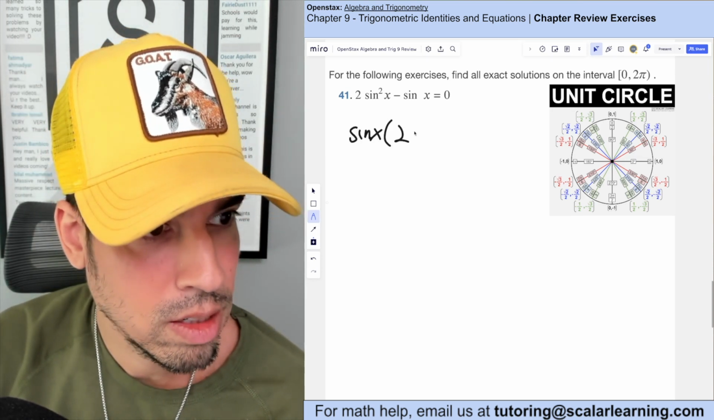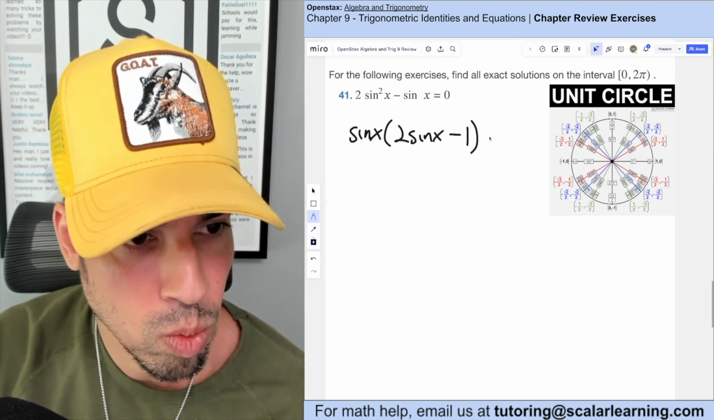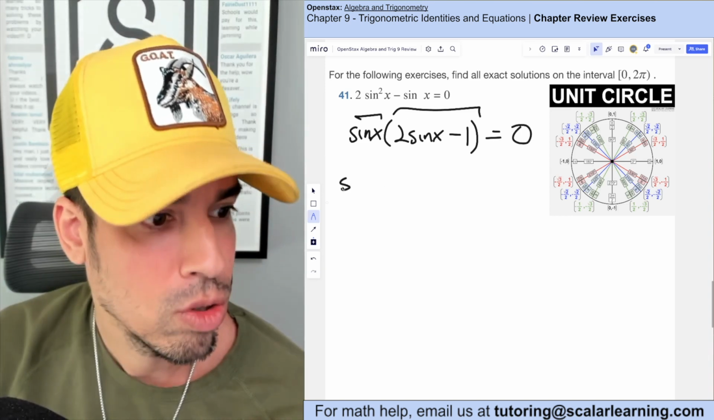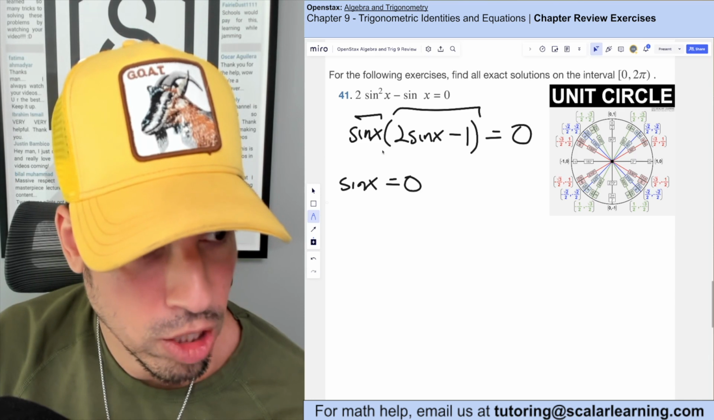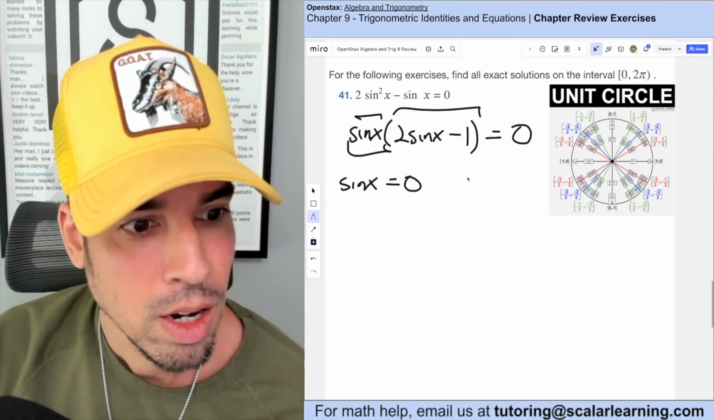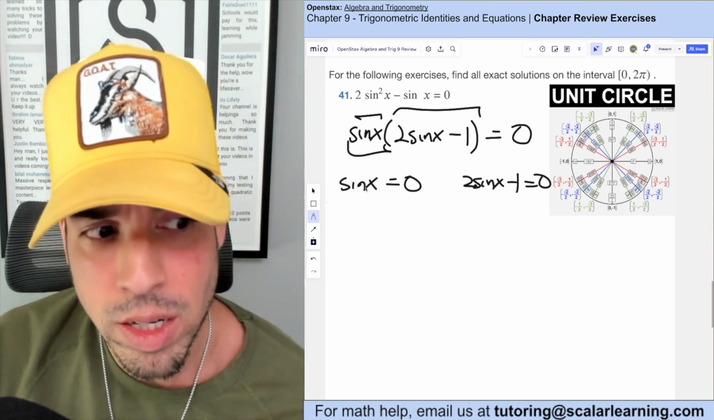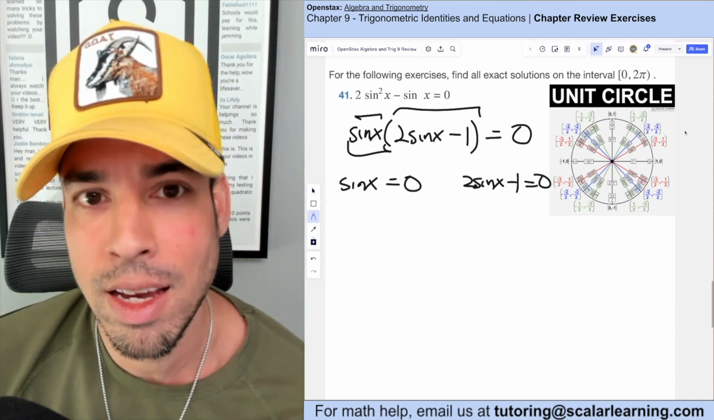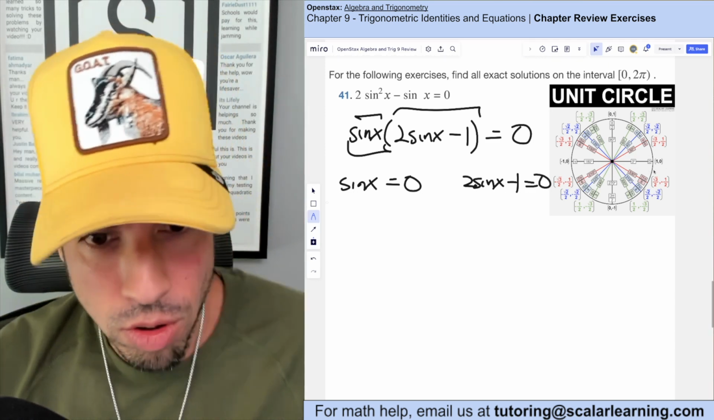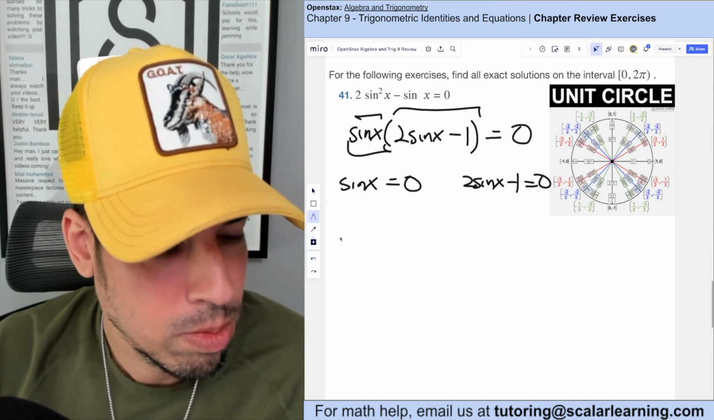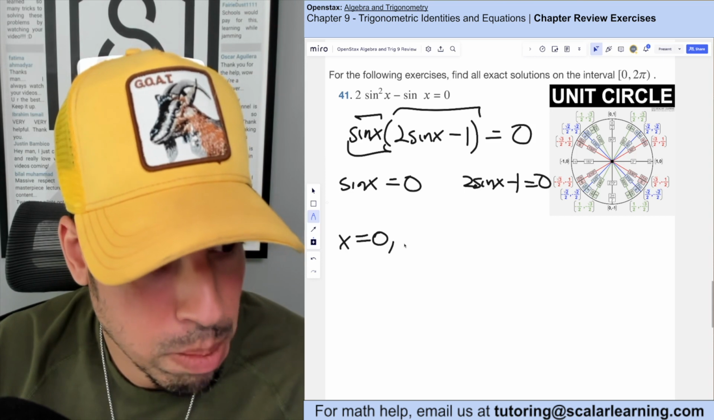And then I got sine x times 2 sine of x minus 1. And they're both equal to 0, this and this. So that means we can make two separate equations, when this goes to 0 and then also when the second one goes to 0. Okay, now let's solve. So when is sine of x going to equal 0? AKA, when are we getting a y value of 0 on the unit circle? Here and here. So this one gives me two values, 0 and pi radians.